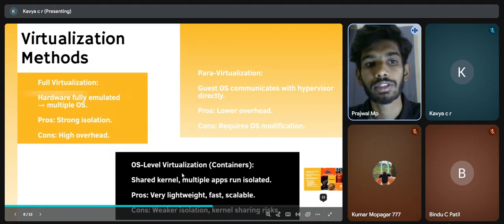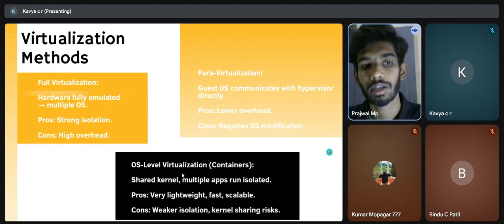Next one is OS level virtualization. How it works: all applications share the same kernel but run in isolated environments. Pros: very lightweight for startup, easy to scale. Cons: weaker isolation and risk because all containers share the same kernel. Use case: popular for cloud native applications, microservices and DevOps.